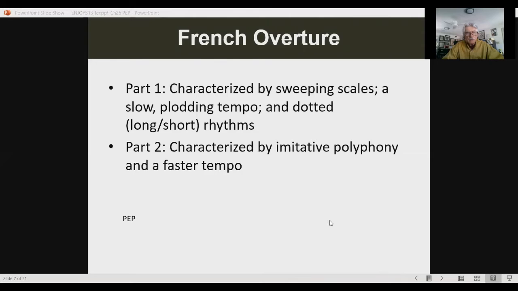So frequently the first movement is either a prelude or an overture or a fantasia, and those preludes and fantasies are kind of improvisatory in nature. And just as a reference, what is a French overture? It's characterized by these sweeping scales, slow plodding tempo, and dotted long-short rhythms. Dun, da-dun, dee-ding, da-dun, dee-dun, da-dun. And then a lot of imitative polyphony.